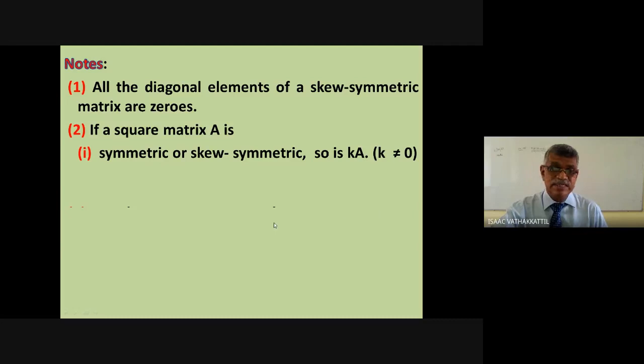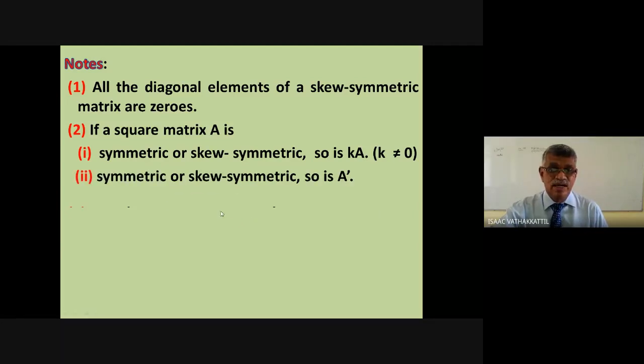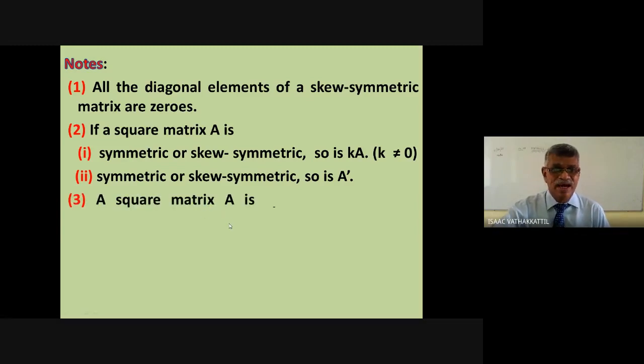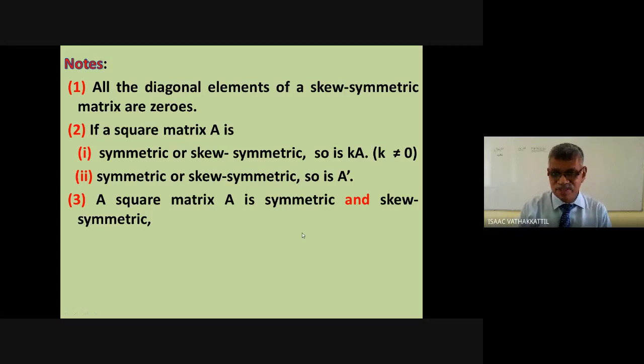Look at this point. If A is symmetric, A dash is also symmetric, and if A is skew symmetric, A dash is also skew symmetric. A matrix A is symmetric and skew symmetric. Is it possible to have a matrix symmetric as well as skew symmetric?